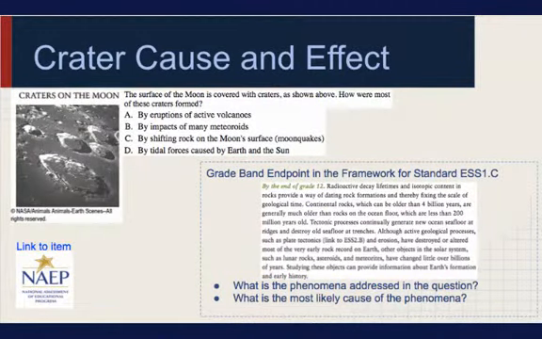Craters of the moon. The surface of the moon is covered with craters, as shown above. How were most of these craters formed? A. By eruptions of active volcanoes. B. By impacts of many meteoroids. C. By shifting rock on the moon's surface, moonquakes. D. By tidal forces caused by Earth and the Sun.